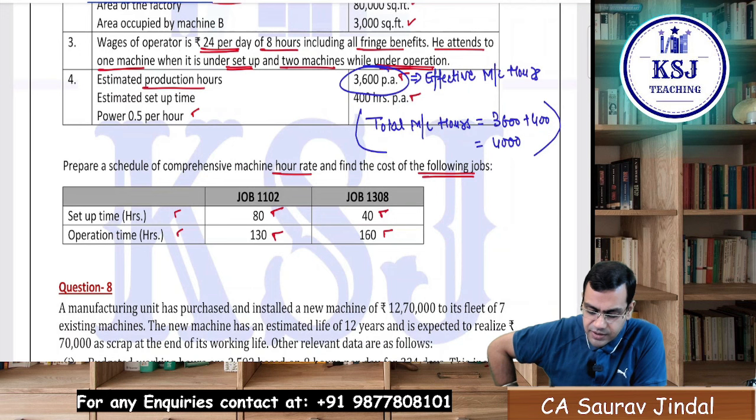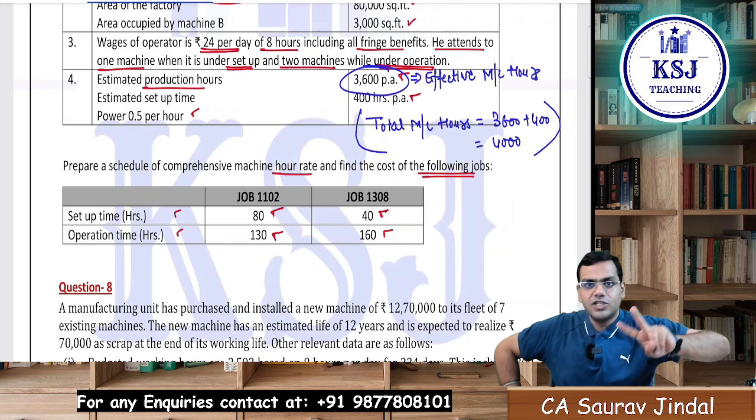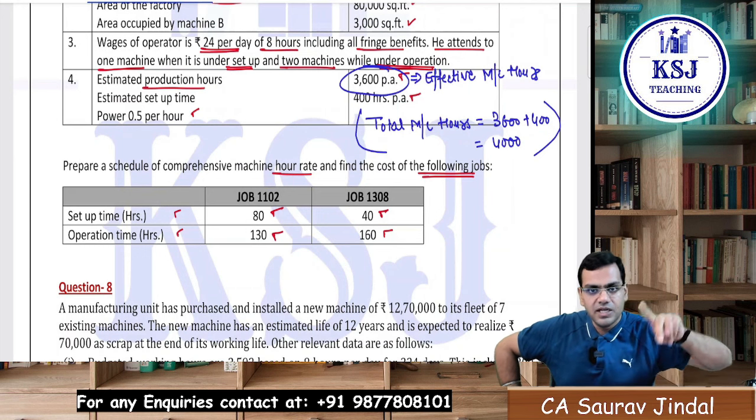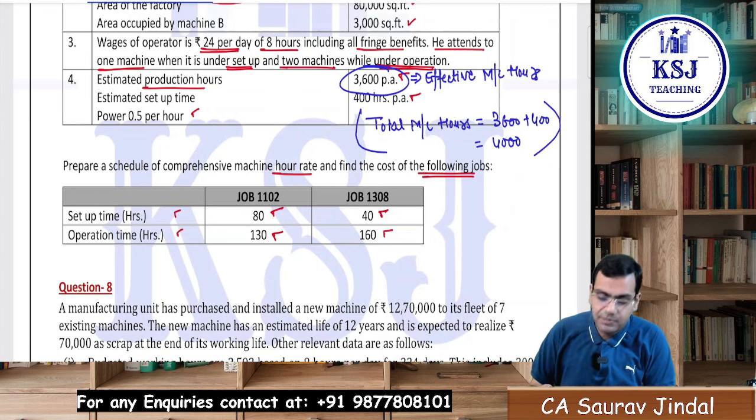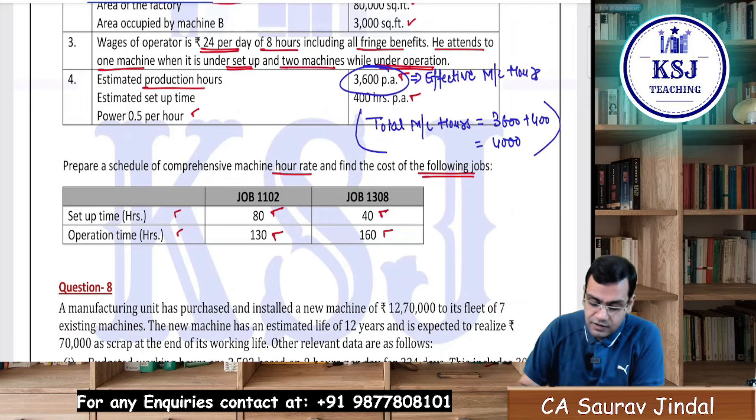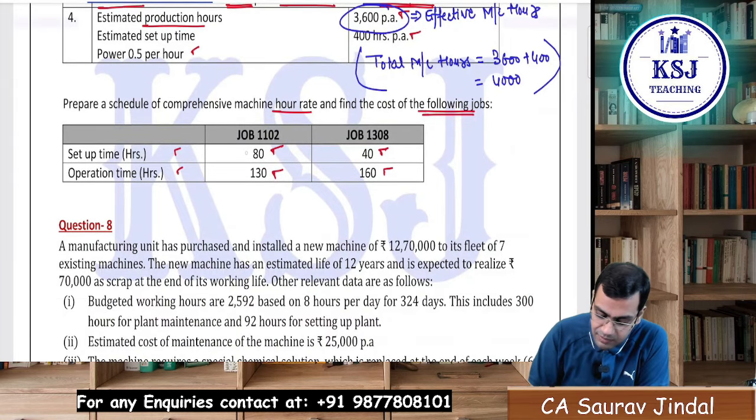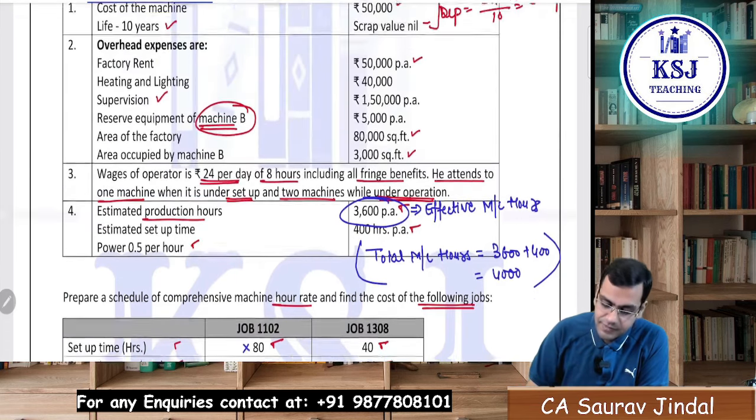Power cost is given to you, right? So basically what we will be calculating is two machine hour rates. One, the machine hour rate when there is operation time, that means the machinery is actually involved in production. The second machine hour rate will be for the setup time. Only then will we be able to calculate the cost for these jobs. For job number 1102, I will multiply it with the machine hour rate for the setup time. Here I will multiply it with the machine hour rate for the operation time.